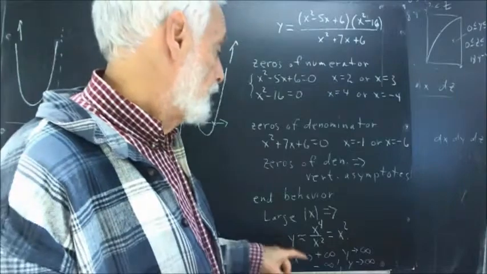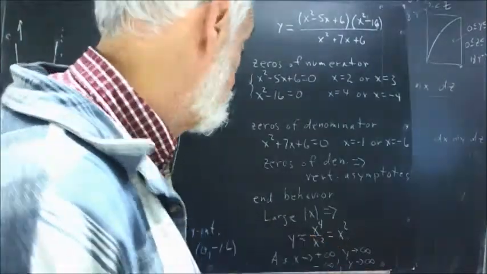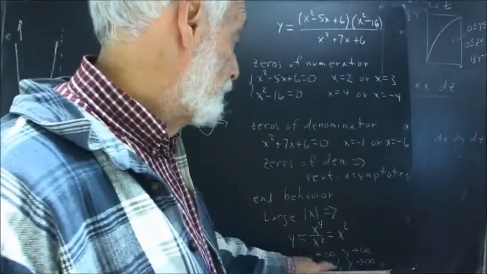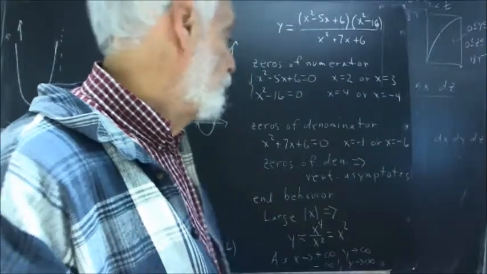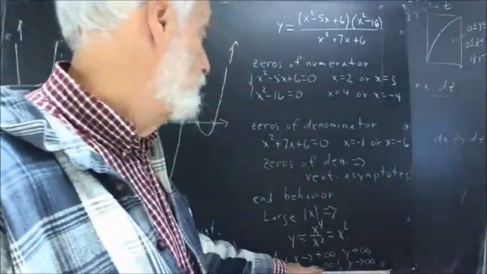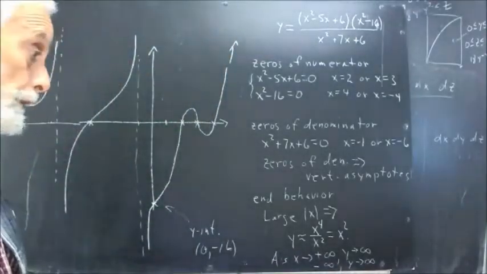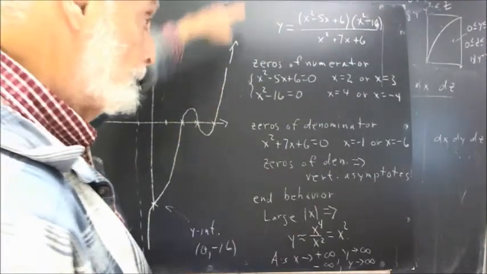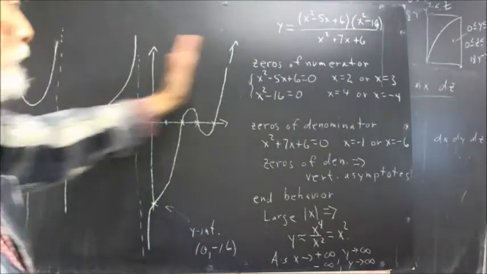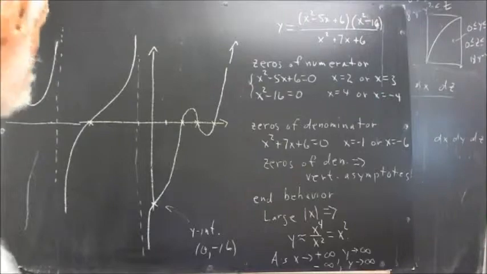So for large absolute value of x, y acts like x to the fourth over x squared, which is just x squared. As x approaches plus infinity, y approaches infinity, and as x approaches negative infinity, y still approaches infinity, because when you square a large negative number, you get a very large positive number. On the whole, this graph, as far as its end behavior, is going to act a lot like a parabola. But in between, near the vertex, we get all this behavior, which is explained easily enough.